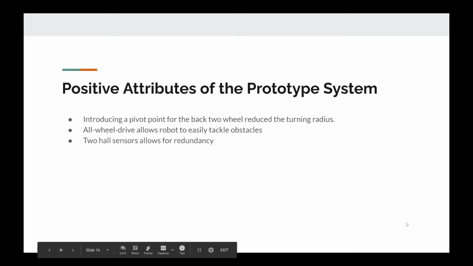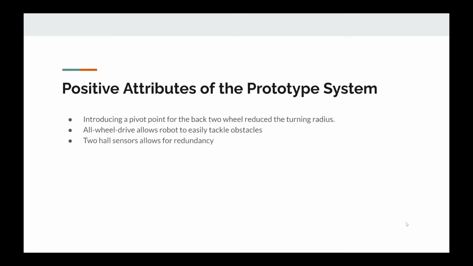Some positive attributes of our robot were that we had a pivoting back wheel. So we had an all-wheel drive system with 2 wheels in the front and 1 wheel in the back. And the back wheel actually pivoted so we could turn a lot easier. This made it really easy to get around sharp turns, not the sharpest turns, but it was a lot better than the original design. And the all-wheel drive really helped us get over obstacles easily. We had 2 Hall sensors instead of 1, so we could cover twice the area in case we were missing the magnet. So that worked out really well.